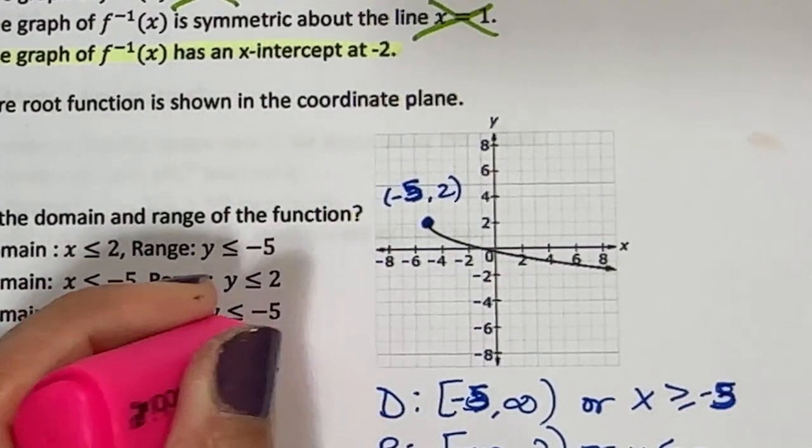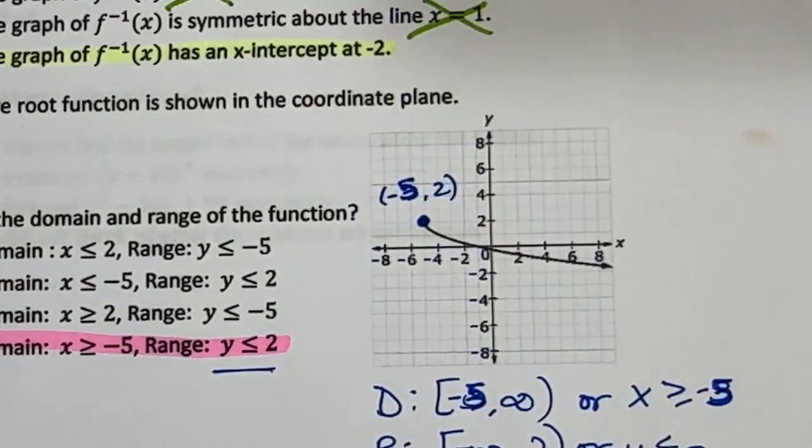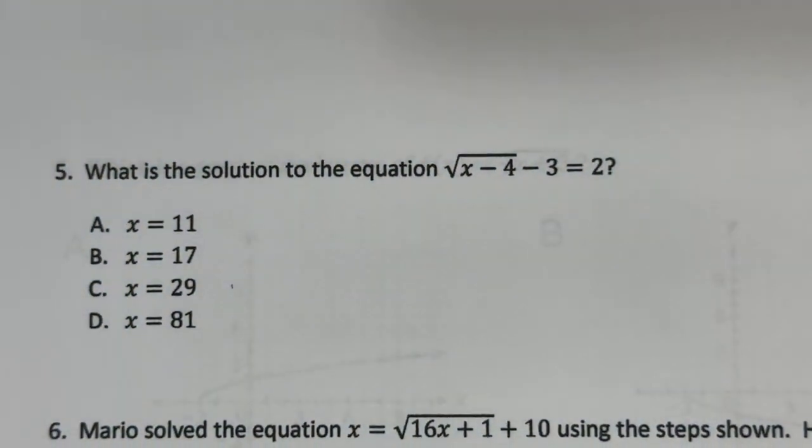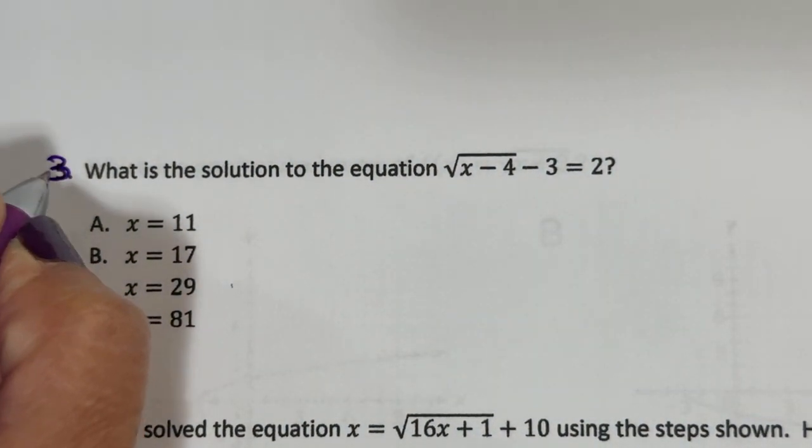So for domain and range, it always boils down to that critical point that it's at. It's either a vertex or the point that it starts at. All right, next page. Oh, I guess I didn't print front to back. It's okay. All right, this isn't number 5. This is number 3. We need to fix that.